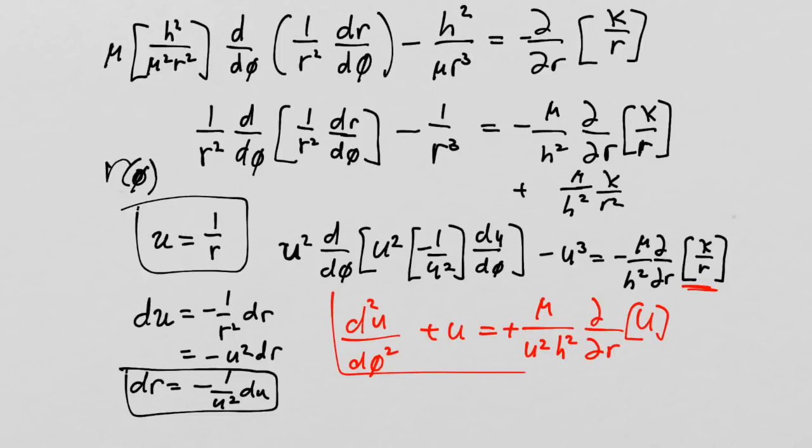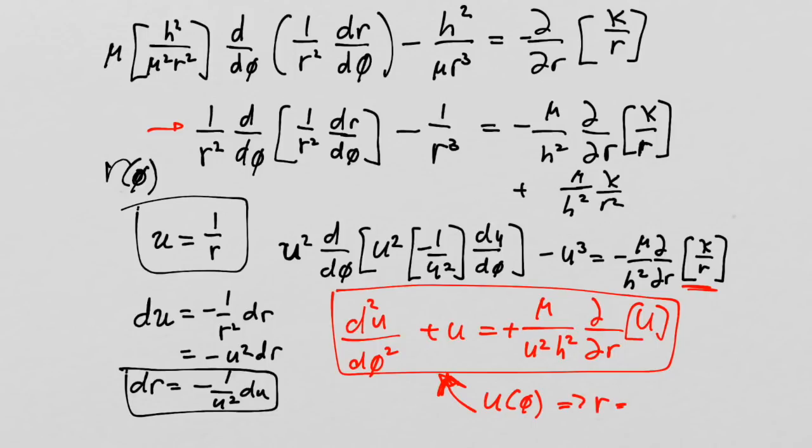And this is now a very different looking differential equation than this was, right? Now we are solving, however, for u of phi. U of phi is the answer to this differential equation. And u of phi gives us r will equal 1 over u of phi. So we can immediately get r back once we solve for u. It's really not a problem. We just invert this substitution.